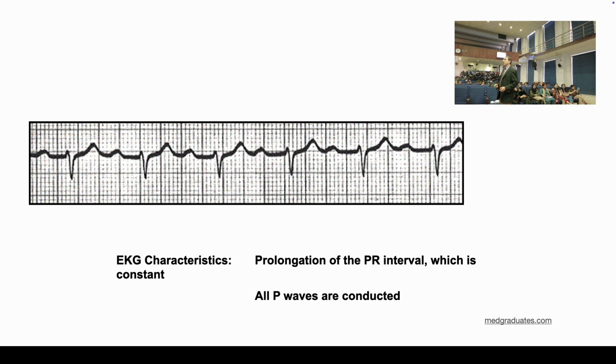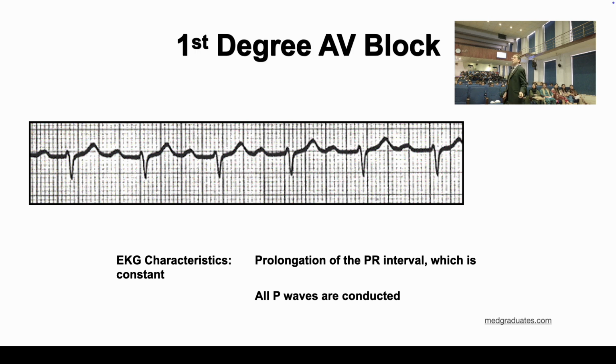All P waves are conducted. So all P waves which are generated at the SA node, they are conducted to the ventricles. But the PR interval is long. That means there is a delay in conduction from the SA node to the ventricles. This is first degree AV block. So first degree heart block is when all impulses which are generated at the SA node, they cross the AV node and reach the ventricles. There is a delay, so the PR interval becomes prolonged.